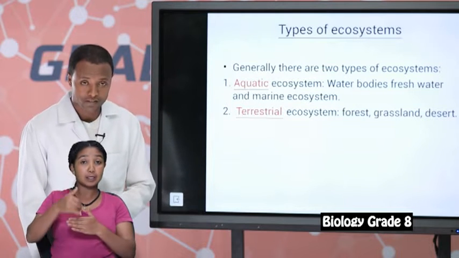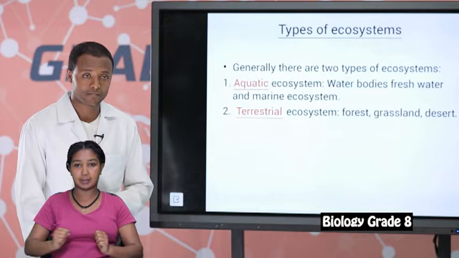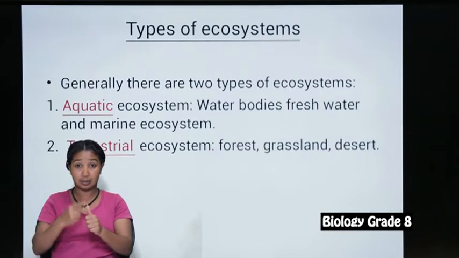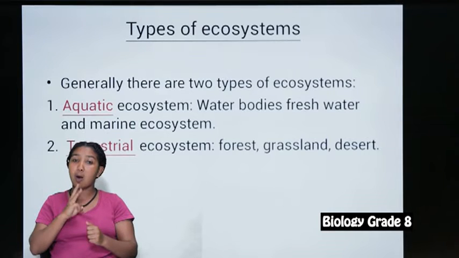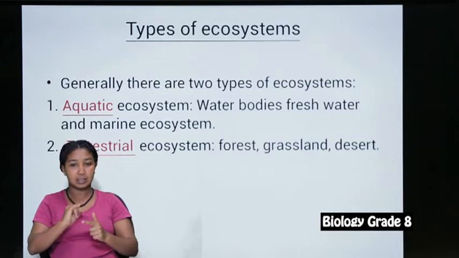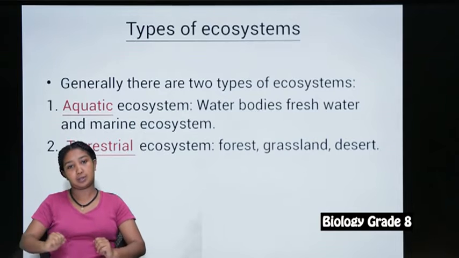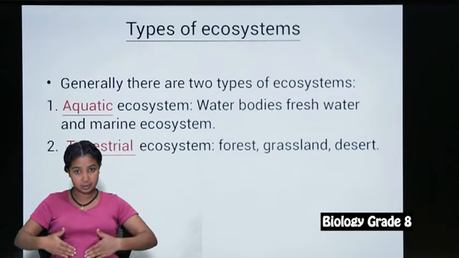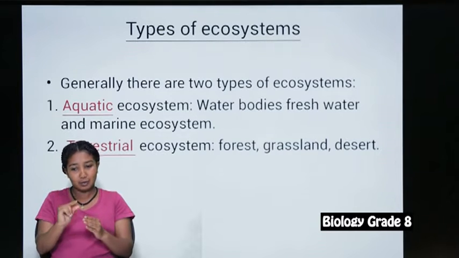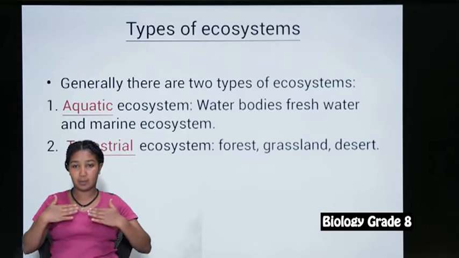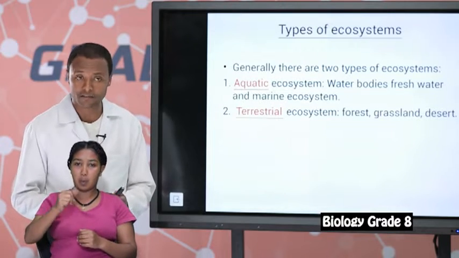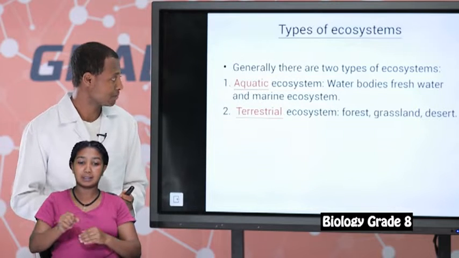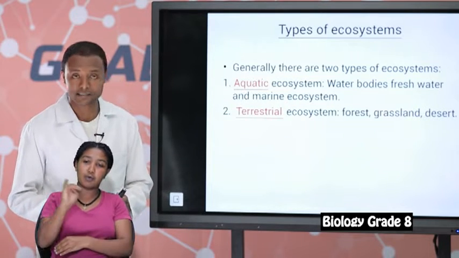The next point is types of ecosystems. Generally, there are two types of ecosystems in this world. The first ecosystem is aquatic ecosystem. The second is terrestrial ecosystem. Aquatic ecosystem includes all water bodies. You can list from the smallest to the biggest parts of water bodies, from pond, lake, river, to the oceans. The next is terrestrial ecosystem. It includes forest, grassland, and the deserts.